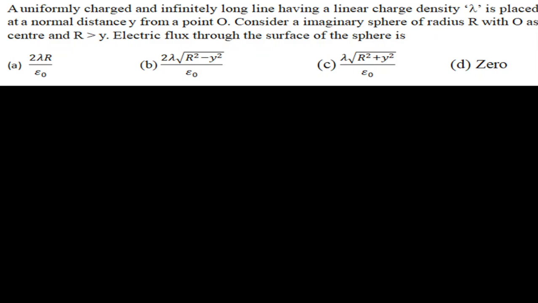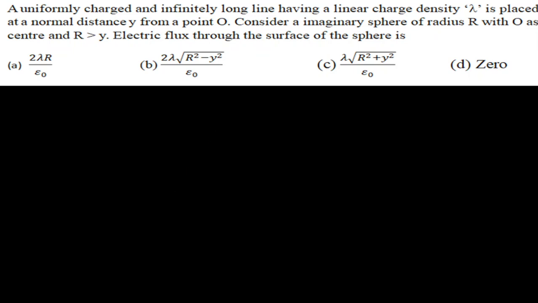Then take a look at the second question. It is written: a uniformly charged and infinitely long line having a linear charge density lambda is placed at a normal distance y from a point O. Consider an imaginary surface of radius r with O as a center and r is greater than y. The electric flux through the surface of the sphere is.